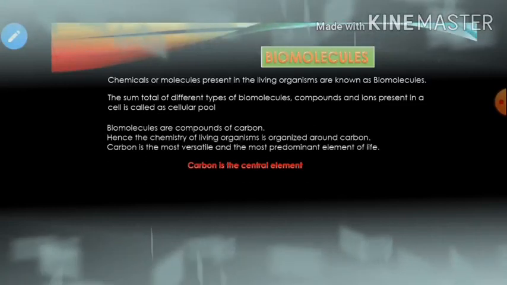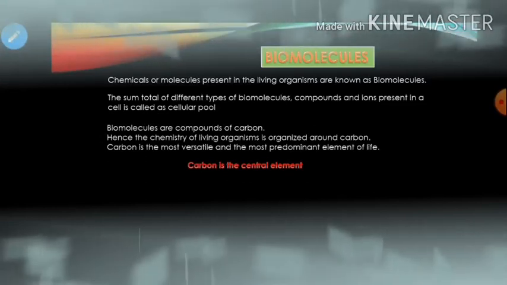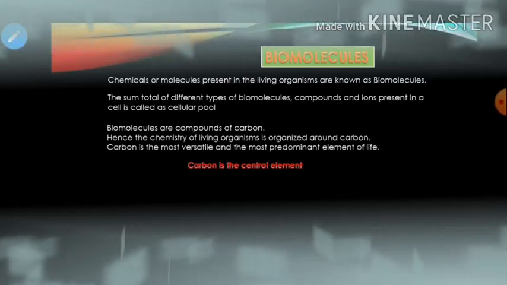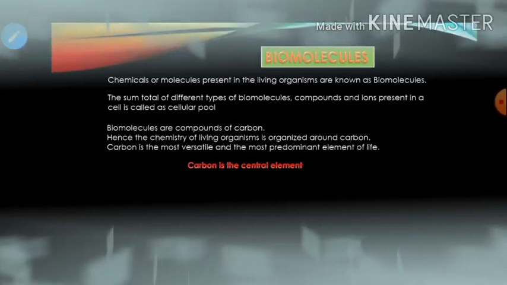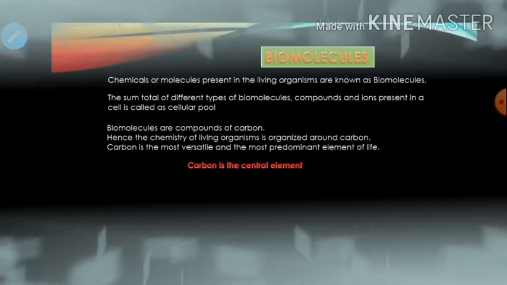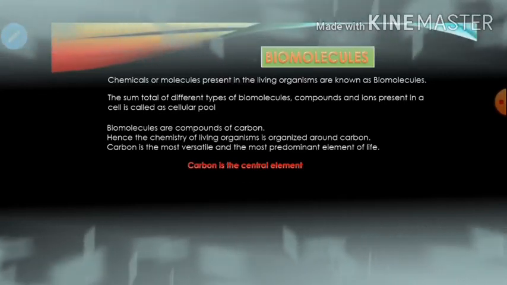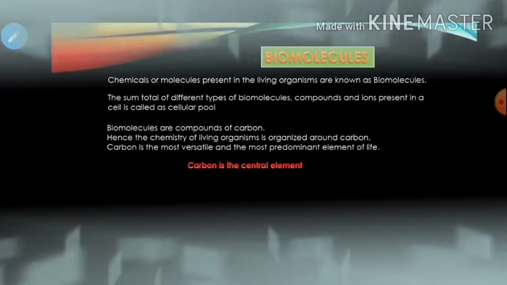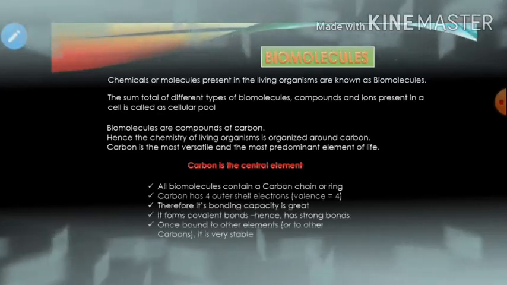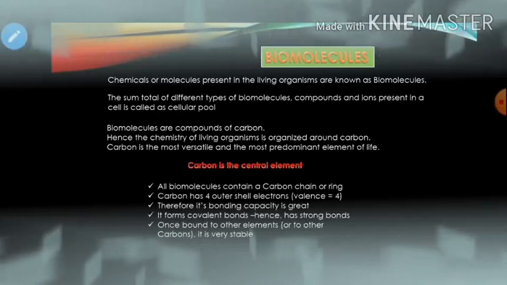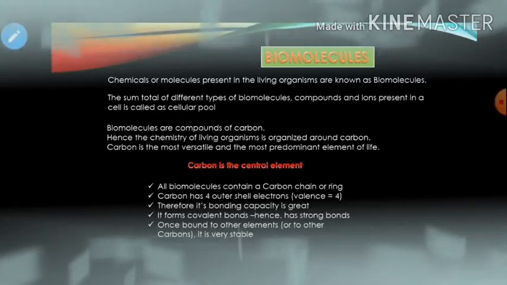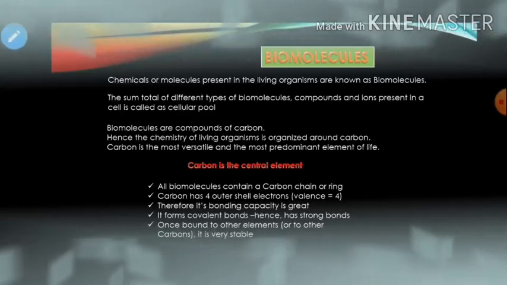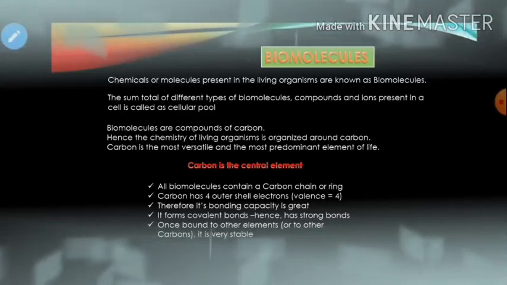Biomolecules are compounds of carbon. Hence, the chemistry of living organisms is organized around carbon. So, carbon is the most versatile and the most predominant element of life. That is, carbon is the central element. All biomolecules contain a carbon chain or a ring. So, carbon is the chief element.